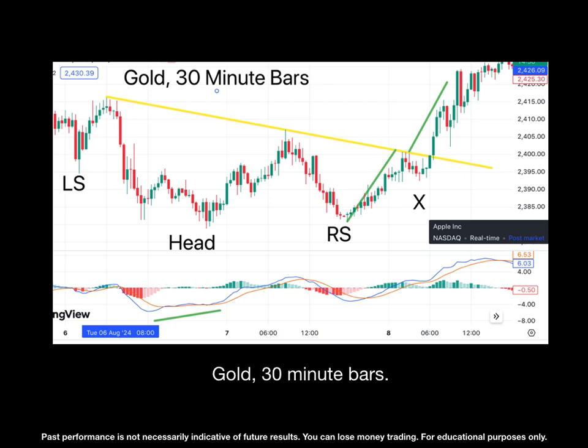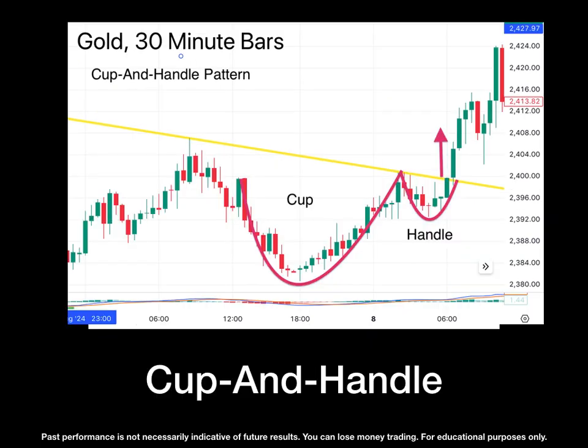Now let's go to a different, same bar chart, 30 minutes, but this is showing a beautiful cup and handle pattern. This is another indicator to go long.